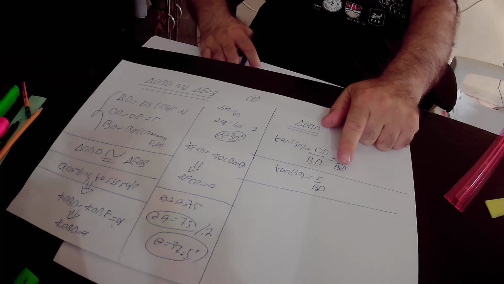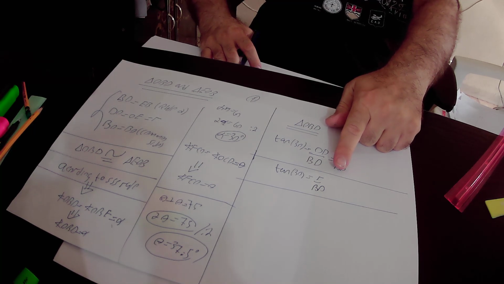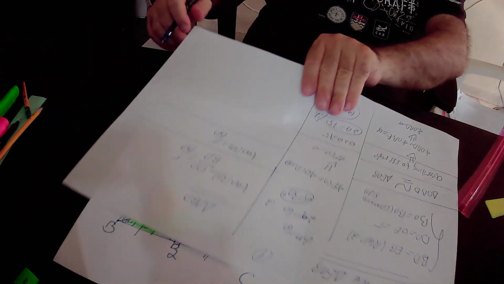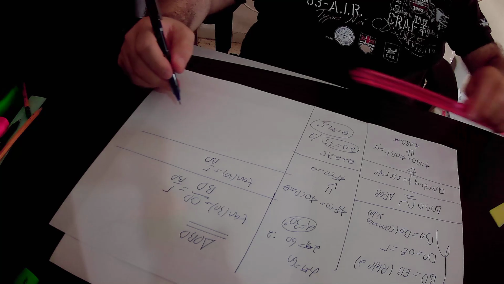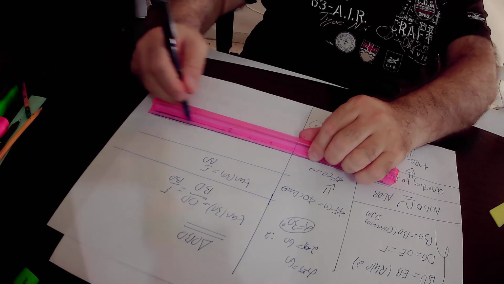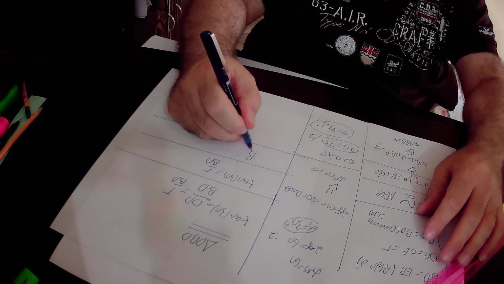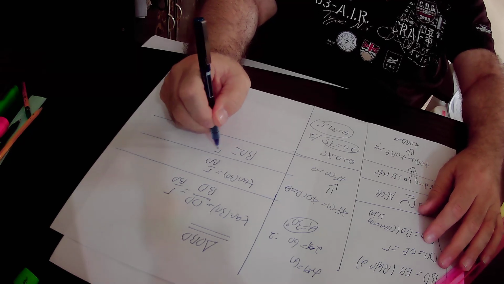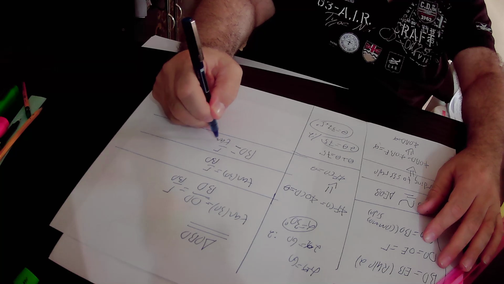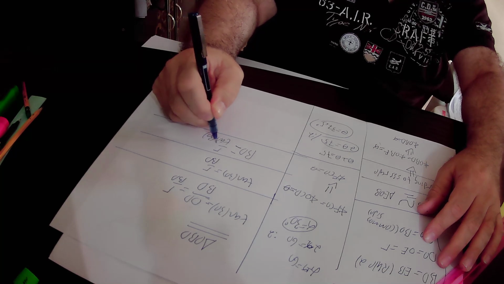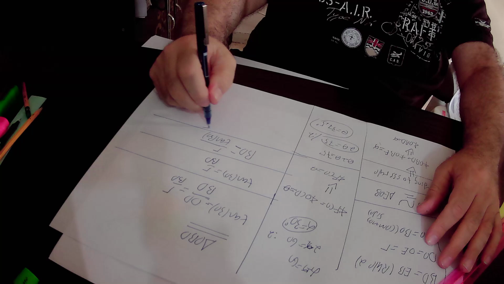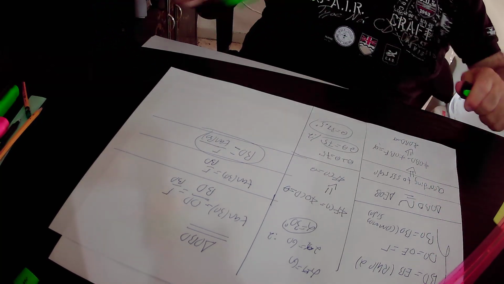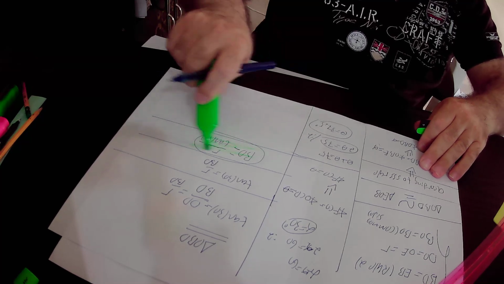Here we will multiply this equation by BD, and then we will divide it by tangent 30 degrees, and we will get that BD is equal to R over tangent 30 degrees. BD equals R over tangent 30 degrees.